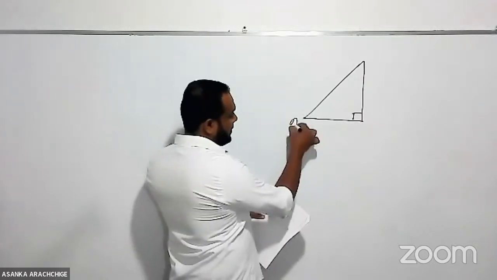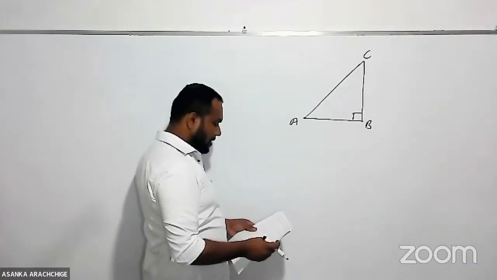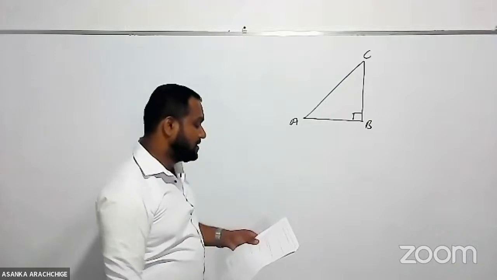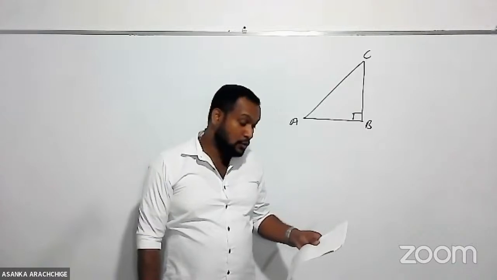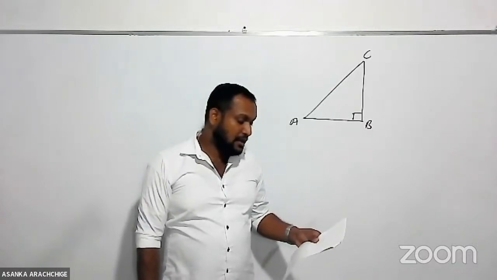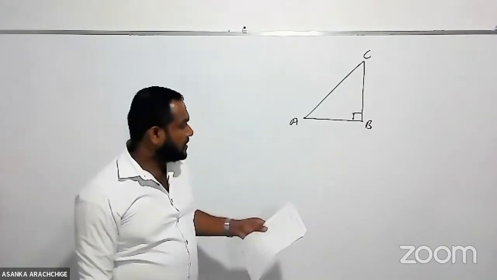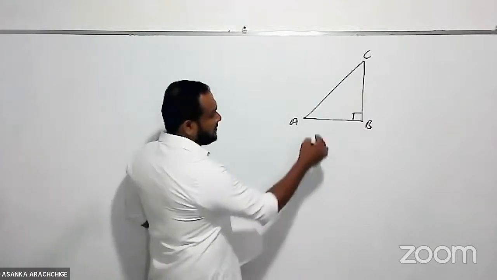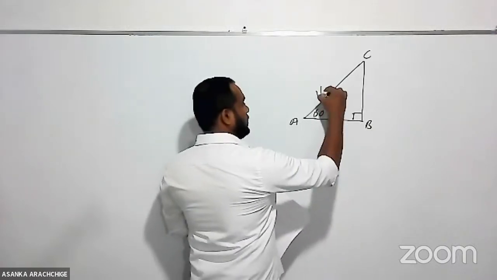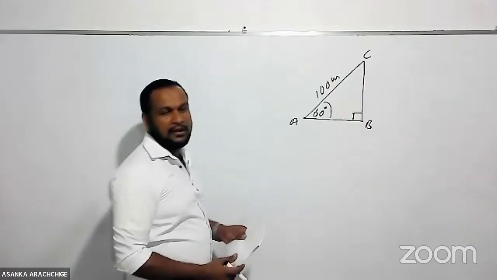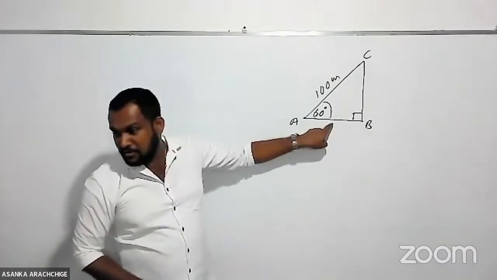A, B, C. If cos 60 is half, sin 60 is square root of 3 upon 2, and tan 60 is square root of 3, then find the length of the side AB using the given data. The given data: this angle is 60 degrees and the length of the hypotenuse is given to be 100 meters. So, this is what we have to find.